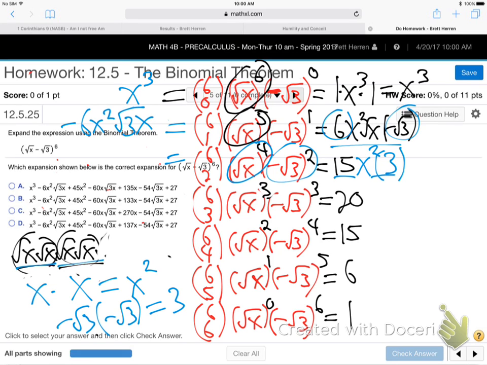So 15 times 3, this is 45. X squared, that term is 45x squared. We good?